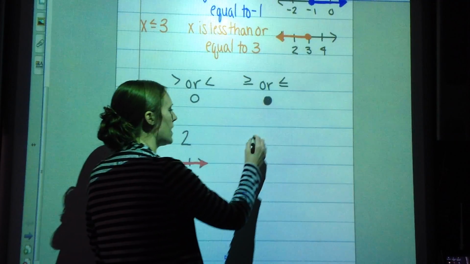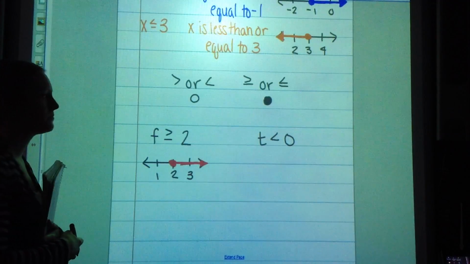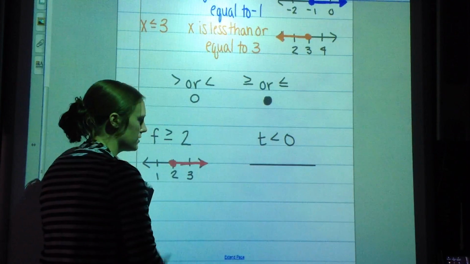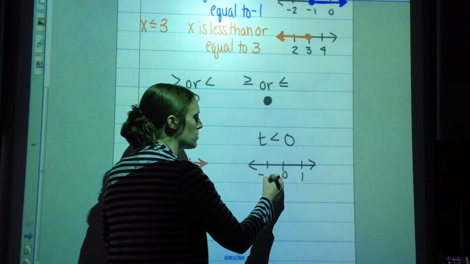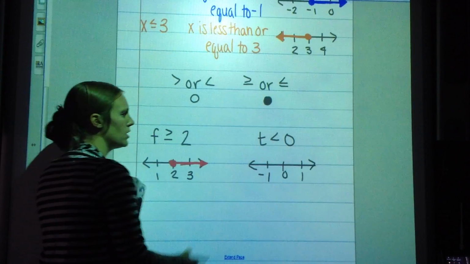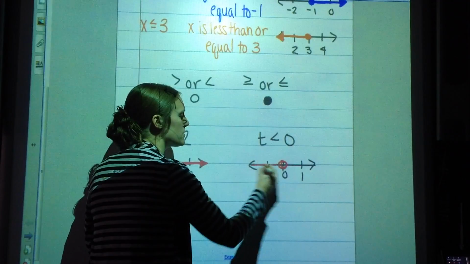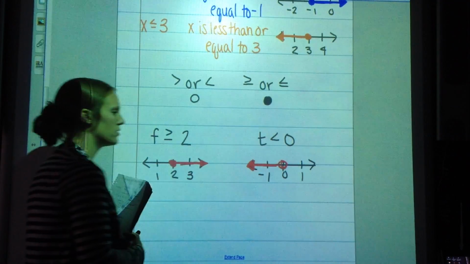Try t is less than 0. We draw a number line. The number line means one bigger number and one smaller number. Less than means open because 0 is not included, but we want smaller numbers. Our answer is negative 1 or smaller.